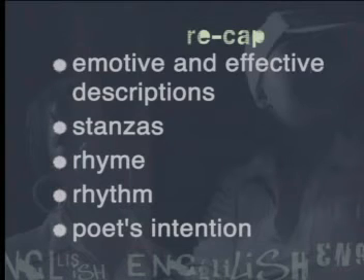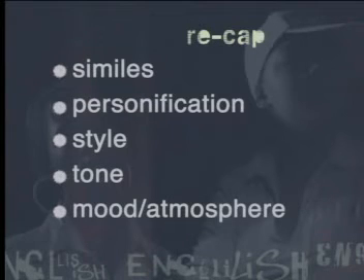Now let's look at the theory we've learnt in this series. We have looked at emotive and effective descriptions, stanzas, rhyme and rhythm, poet's intention, metaphors and similes, personification, style, tone, and mood and atmosphere. Now I know this seems like a very intimidating list, but as we go through the lesson, you will realize how much of it you can remember. We will start by looking at two South African poems. We will work through the poems, analyzing them together.